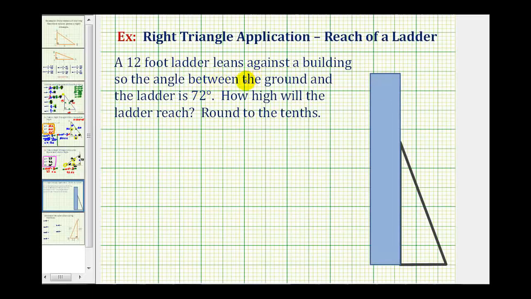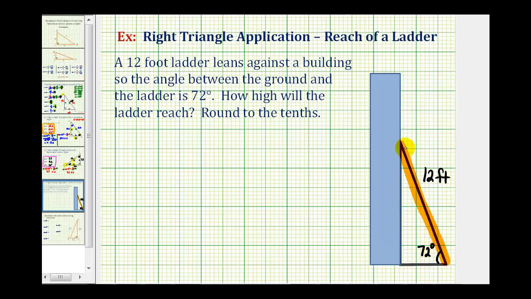A 12-foot ladder leans against a building, so the angle between the ground and the ladder is 72 degrees. How high will the ladder reach? So if this blue rectangle is our building, this would be the ladder that has a length of 12 feet. And the ladder forms a 72-degree angle with the ground, which means this angle here is 72 degrees.